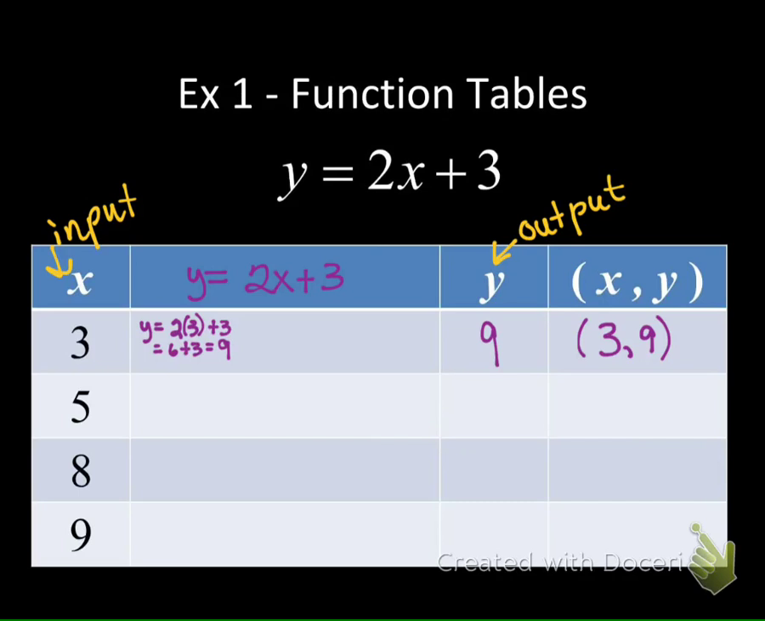Okay? So let's look at this next one. This time, what am I going to input for my variable x? 5. So I'm going to write my equation in my function table. Y equals 2. And what do I put around that 5? Parentheses to show that it's multiplication plus 3. So I use this exact same equation for every part of this function table.